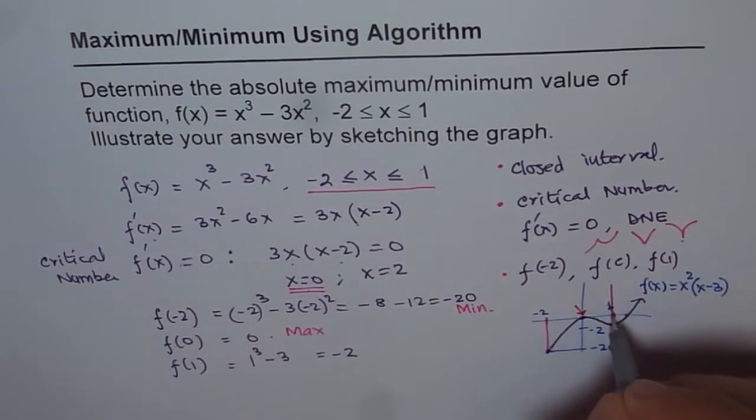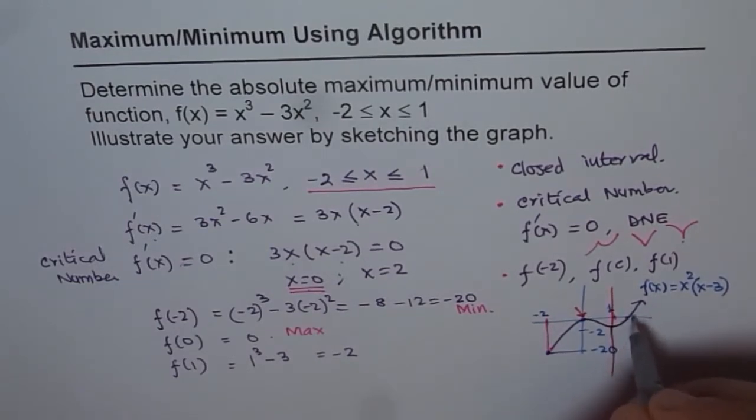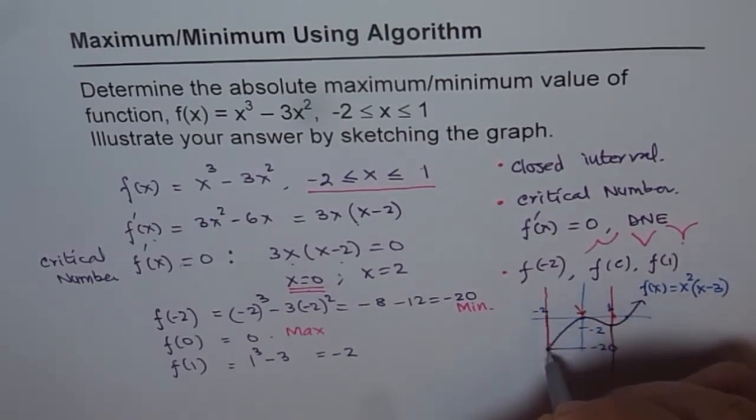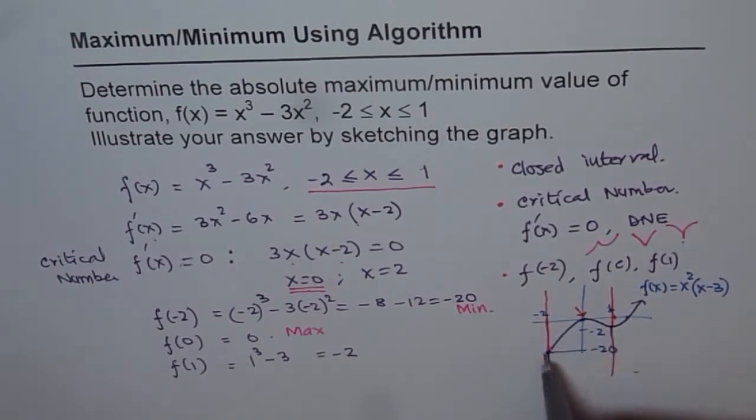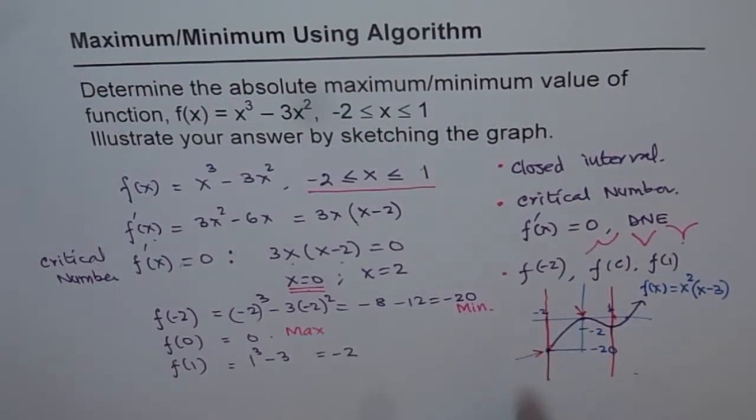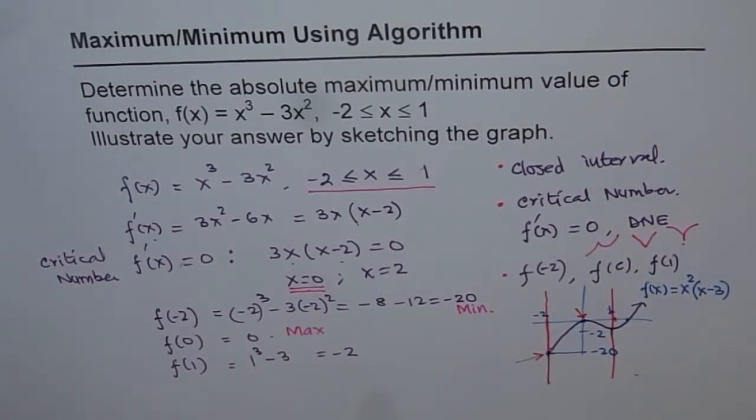So we're considering this interval. Don't consider the rest of the graph. Just consider this interval, okay? So it is a section of the graph we're looking at. When you look at the section of the graph, there is the maximum, and this is your minimum, correct? So that is how you get maximum and minimum in a closed interval, correct?